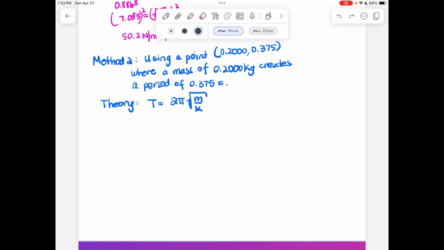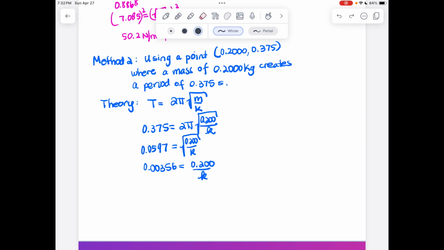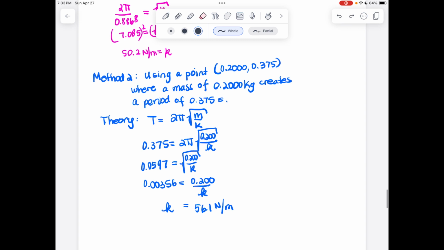Then you're going to write the theory. Then you're going to plug the numbers in. Then you're going to solve. So do the algebra and you can get your K is 56.1. Now this is not as exact, right? You'll notice it's different from the previous because using a point isn't as accurate as using the equation of a trend line, because a trend line relies on all the data points as opposed to just using a single point.